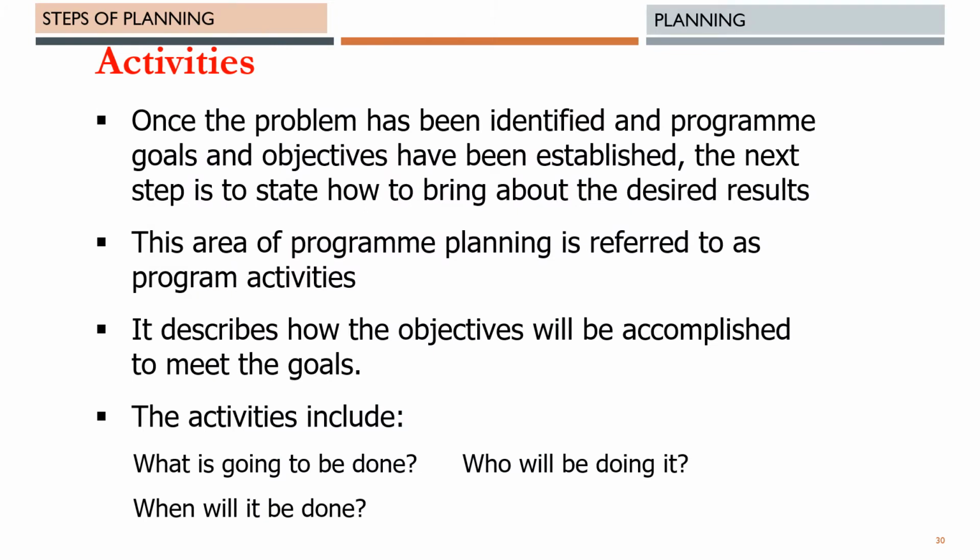Another step in planning is activities. So once the problem has been identified and the program goals and objectives established, the next step is to state how to bring about the desired results. So the area of the program planning is referred to as program activities. The activities include what is going to be done, who will be doing it, and when it will be done.